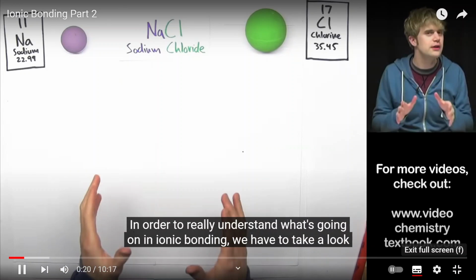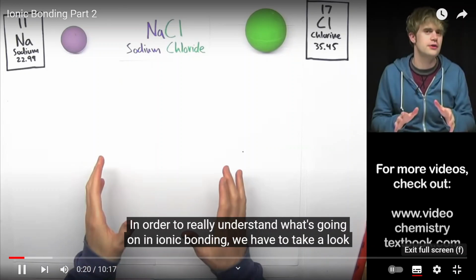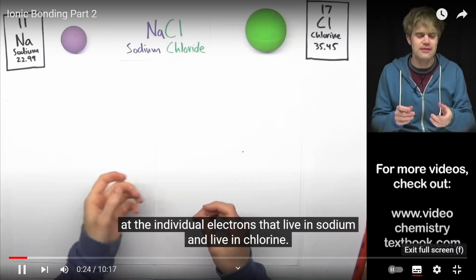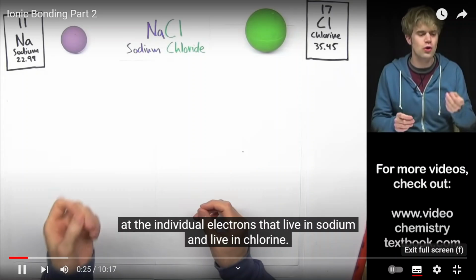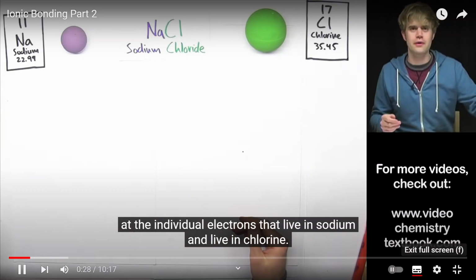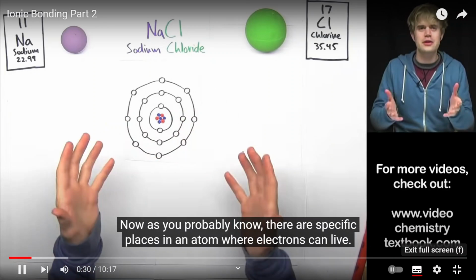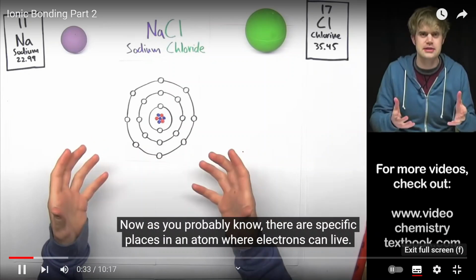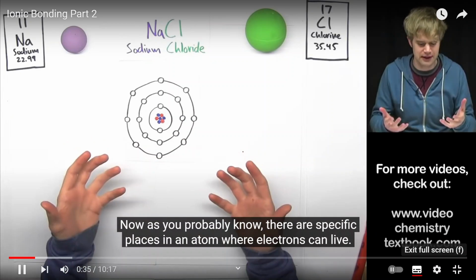In order to really understand what's going on in ionic bonding, we have to take a look at the individual electrons that live in sodium and live in chlorine. Now, as you probably know, there are specific places in an atom where electrons can live.